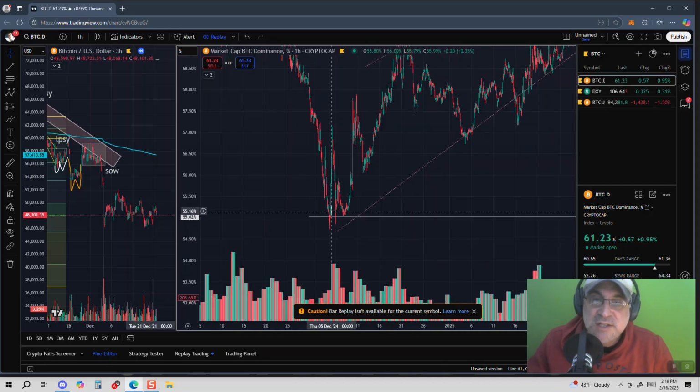This is that first week of December. You see where it hit this low. That was on Wednesday the 4th. And then when the dominance started rising again, it was the 9th. So it was kind of like this window here.